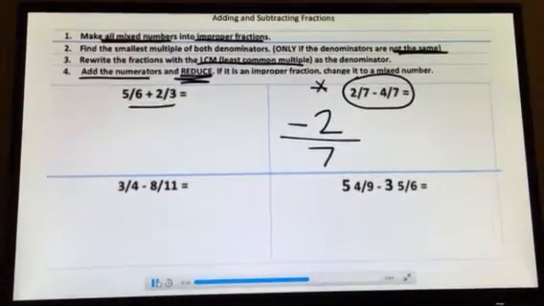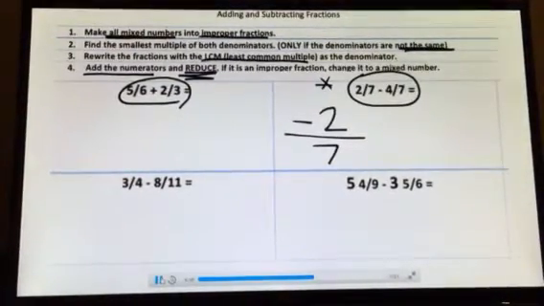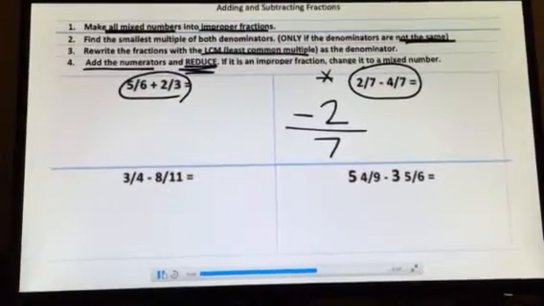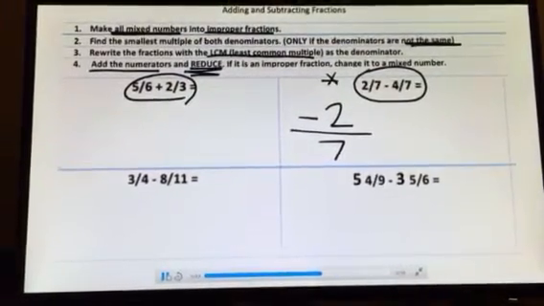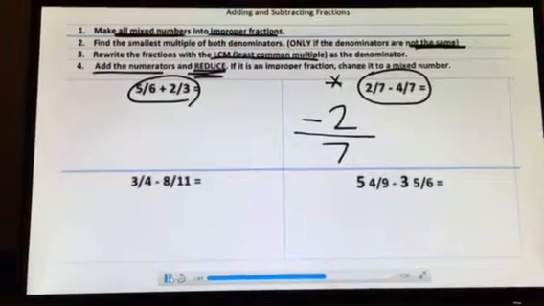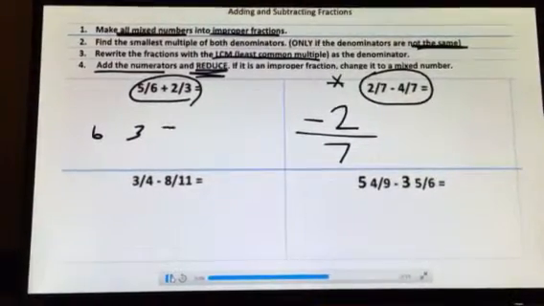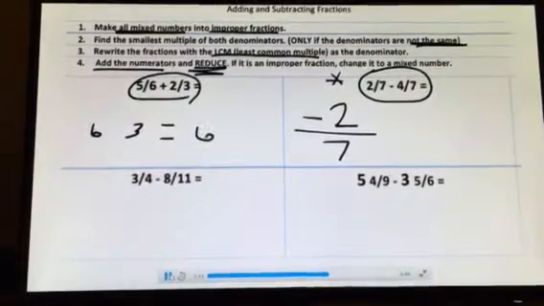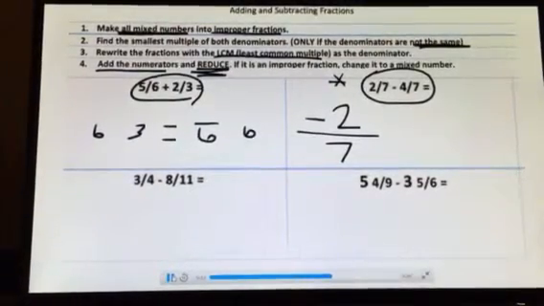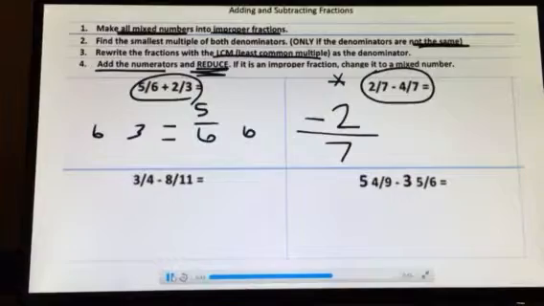I'm going to look at this first example right here, 5/6 plus 2/3. So 5/6 and 2/3. We are looking at our denominators right now. The 6 and the 3, we need to figure out what the least common multiple is. And if you kind of guessed it, it's 6. So 5/6 is actually going to stay the same. We don't have to alter it.